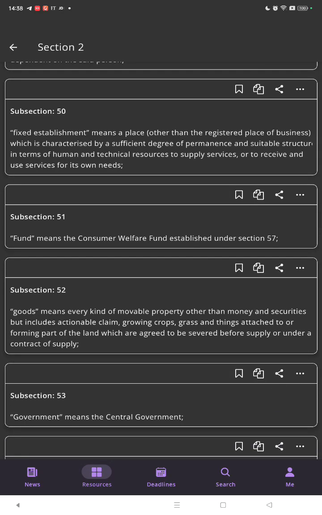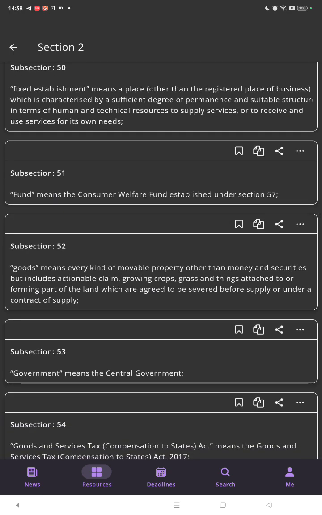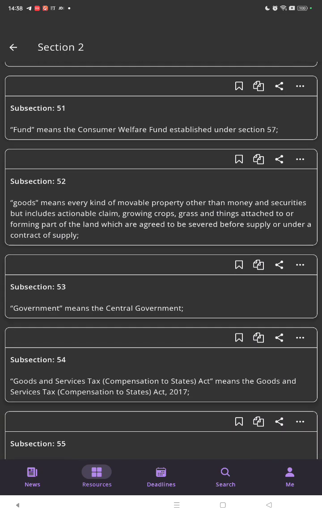Subsection 50. Fixed establishment means a place other than the registered place of business, which is characterized by a sufficient degree of permanence and suitable structure in terms of human and technical resources to supply services or to receive and use the services for its own needs. Subsection 51. Fund means the Consumer Welfare Fund established under section 57. Subsection 52. Goods means every kind of movable property other than money and securities but includes actionable claims, growing crops, grass, and things attached to or forming part of land which are agreed to be severed before the supply or under the contract of supply.